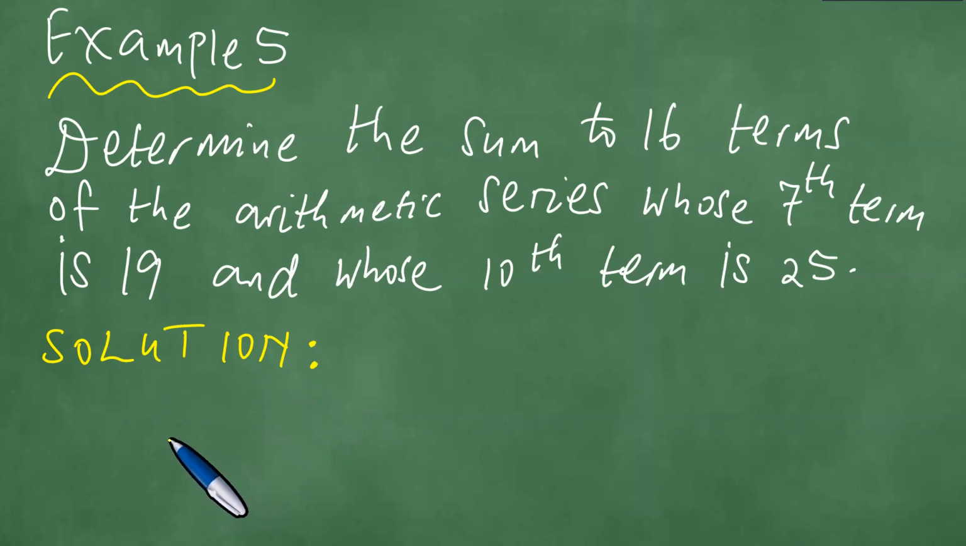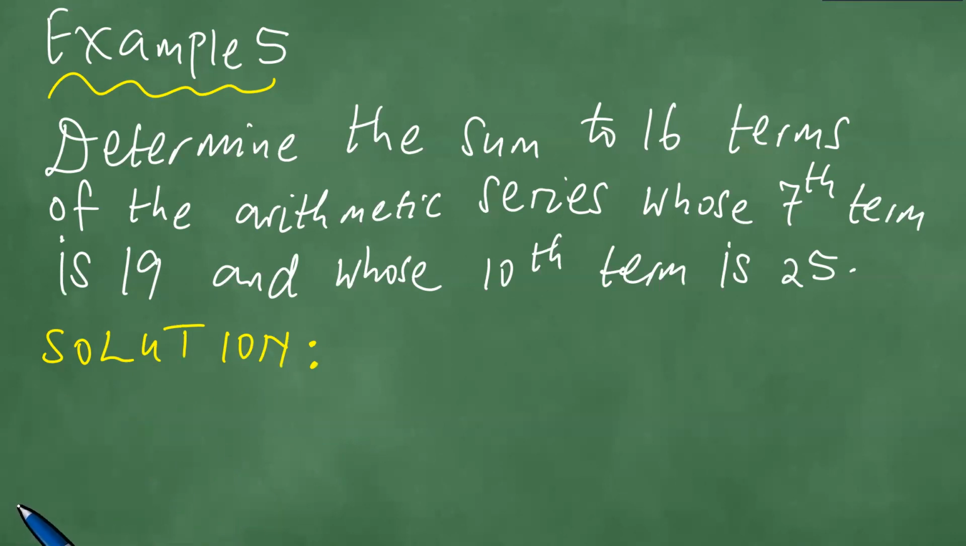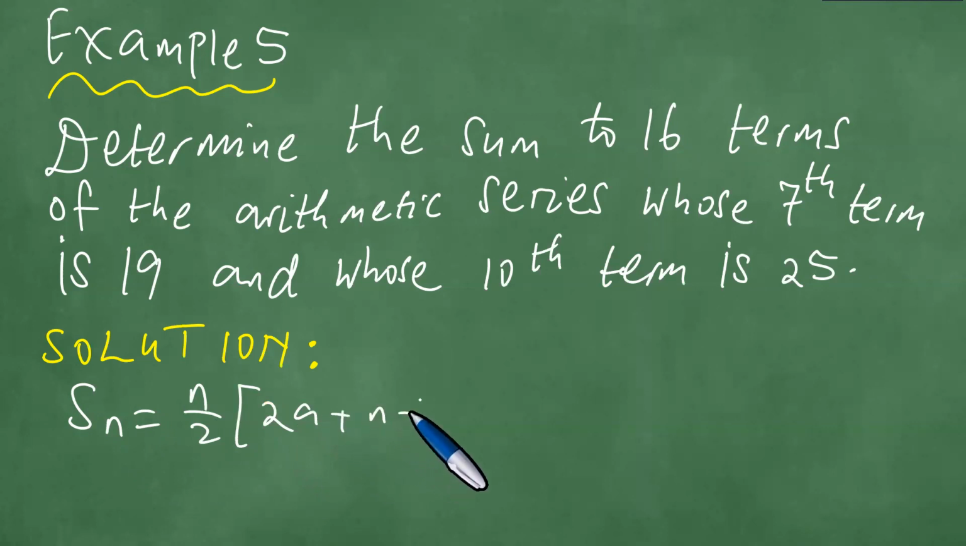So determine the sum to 16 terms of the arithmetic series whose 7th term is 19 and whose 10th term is 25. What is the answer to this? So we're looking for the sum, so we use the Sn formula, which is n over 2 into twice a plus n minus 1 into the common difference.